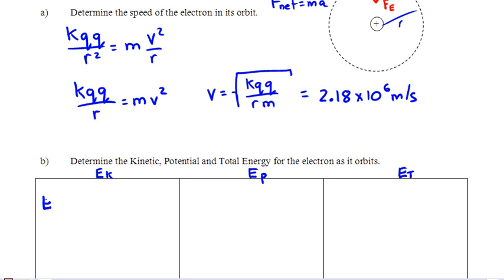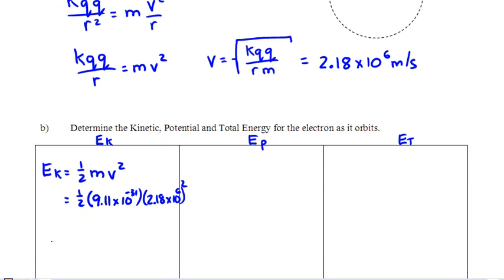For kinetic energy, you could go 1/2 mv squared. So you could go with 1/2 9.11 times 10 to the -31, we're talking about the electron. You could put in that speed, 2.18 times 10 to the 6th squared. And it works fine. You get the right answer. The kinetic energy for the electron is 2.2 times 10 to the -18 joules.